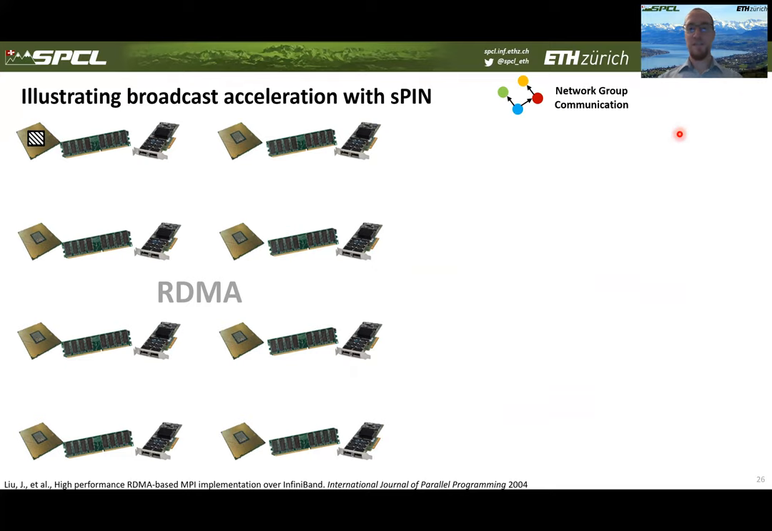The next use case is network group communication. The idea here is that we want to implement a broadcast. Here we have 8 different nodes, and again, the same symbols: the CPUs and the memory and the network card.